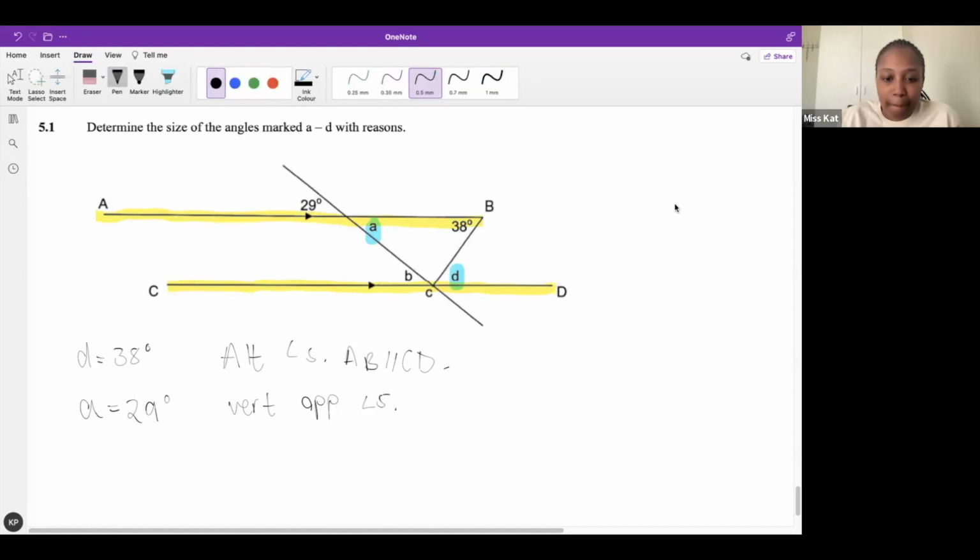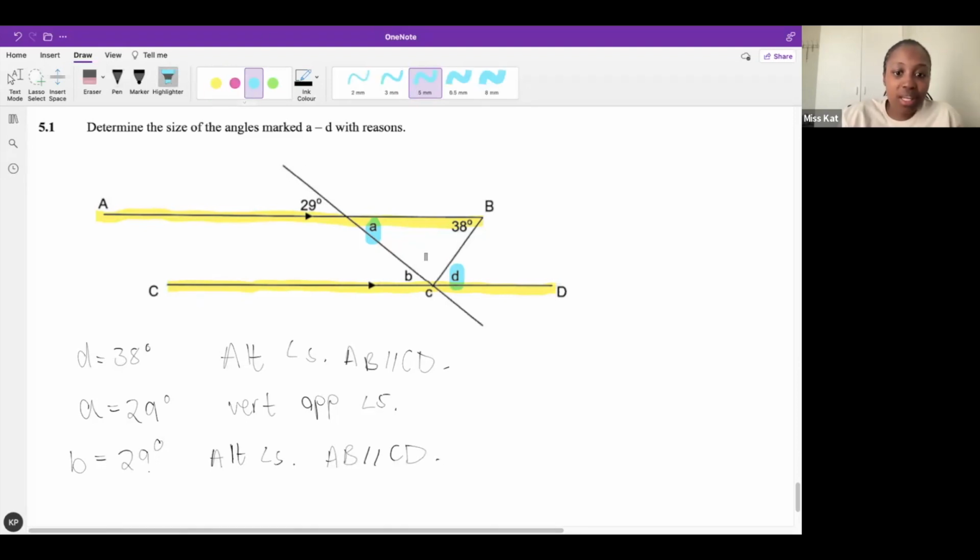E is equal to 29 degrees because of alternate angles. B equals 29 degrees because of alternate angles. AB is parallel to CD. I'm glad you remembered my parallel lines.